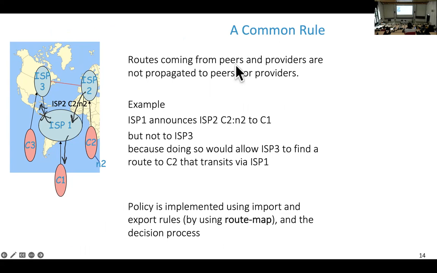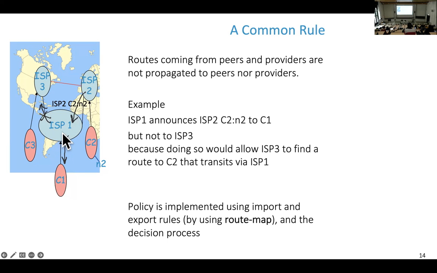A common rule that we will have with BGP is that routes that are coming from peers and providers are not propagated to peers nor providers. What does that mean? It means that if C2 has a customer with prefix N2, it will announce it to its provider, to ISP1, for example. So ISP1 receives that there is a path through ISP2, C2, and N2.